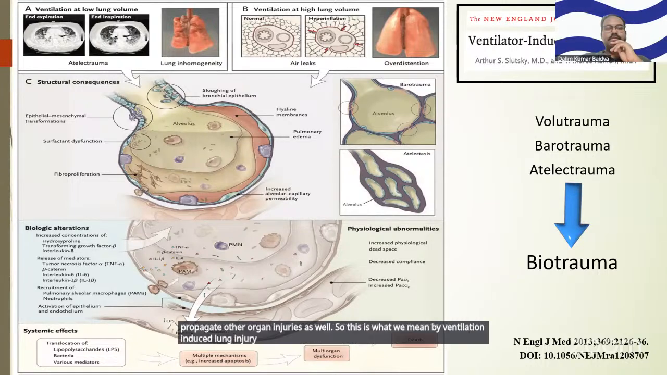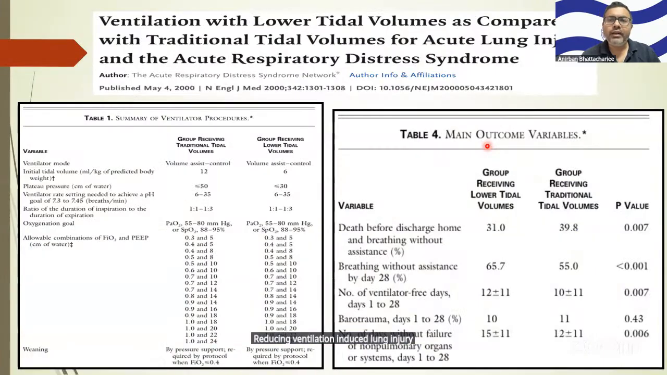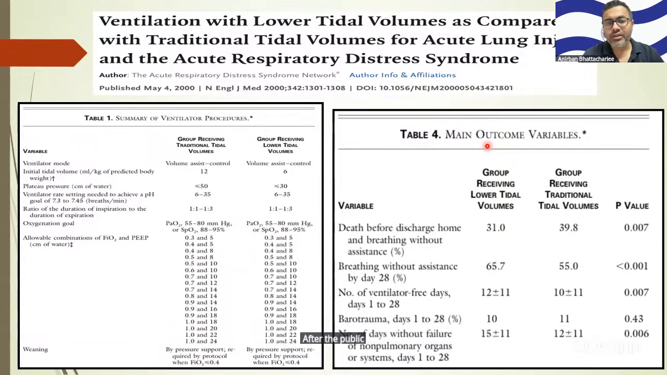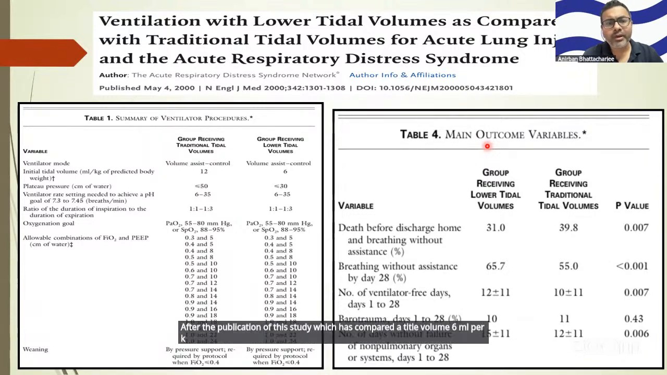Right. So naturally we should find ways of reducing ventilation-induced lung injury. How can we do that? This was probably one of the most important articles of this millennium, where there was an overnight shift in the strategy of ventilating ARDS patients. Before, we were ventilating ARDS patients with a very high tidal volume. After the publication of this study, which compared a tidal volume of 6 ml per kg versus 12 ml per kg, and found a huge mortality difference, we overnight shifted our strategy to low tidal volume ventilation.